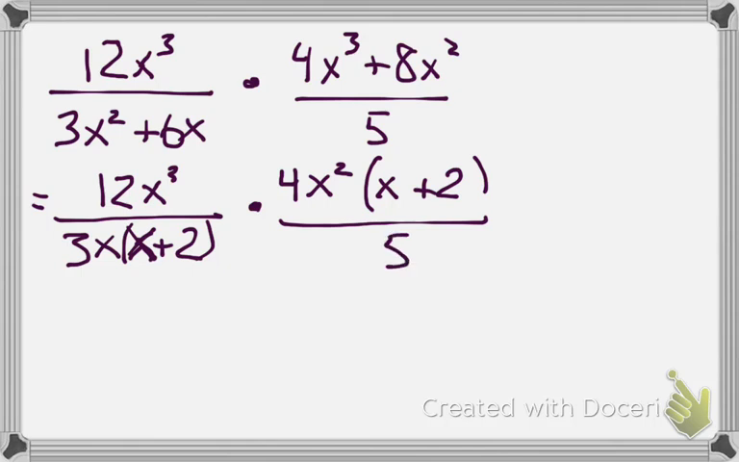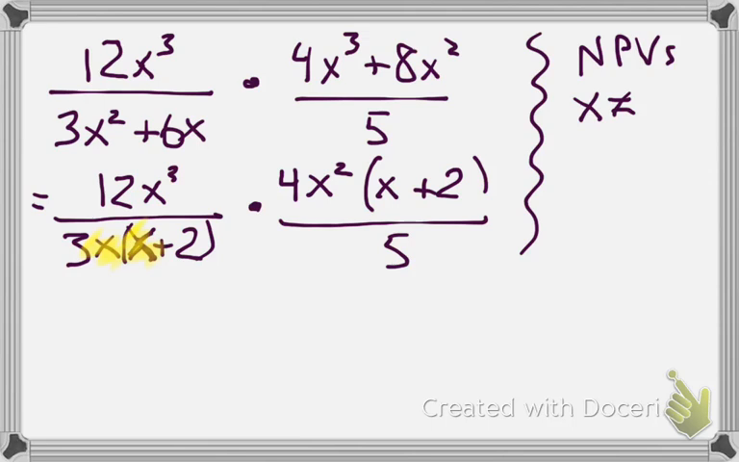Okay? So when you see this and this match up, we should get pretty pumped about that. Give yourself a high five when you see that, because you know your life is going to be getting a little bit easier. But before we can even think about canceling these out, we have to look at our NPVs. So in our denominators, we have 2 x's, this one and this one. Our first one, the 3x, just gives us x cannot equal 0.